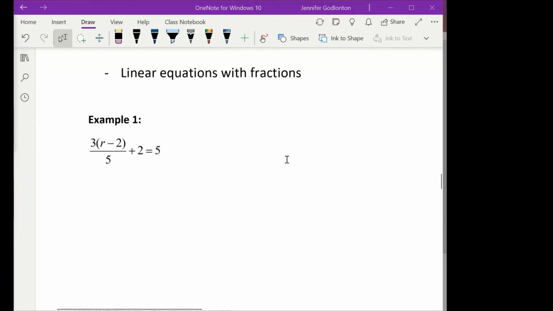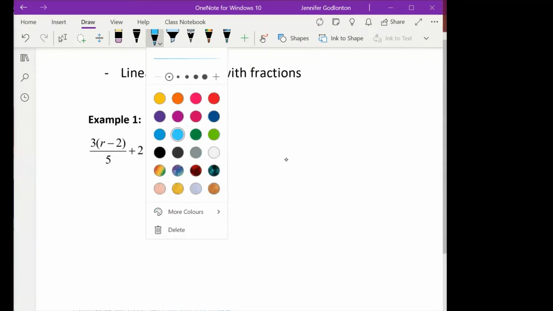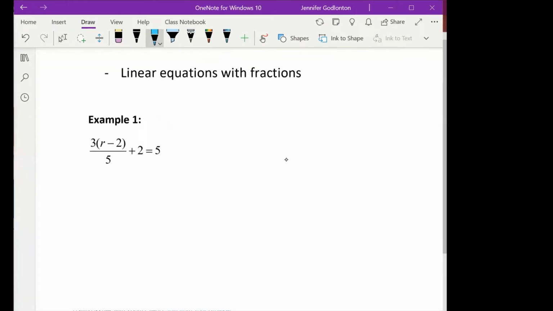Okay. First thing we want to do when we're dealing with fractions is we want to get everything to have a denominator. We're doing that to help us so that we don't fall off the wagon and forget that they exist. So things that don't have denominators, like these guys over here, what would we put under them? Good, Chantal, exactly, over 1. So I'm going to write this as 3r minus 2 over 5 plus 2 over 1 is equal to 5 over 1.